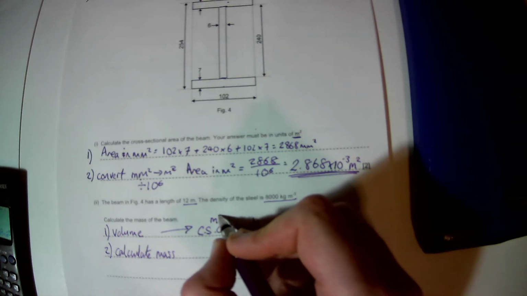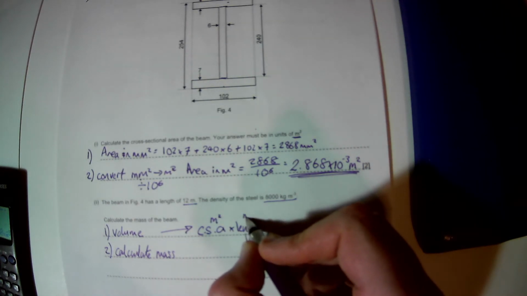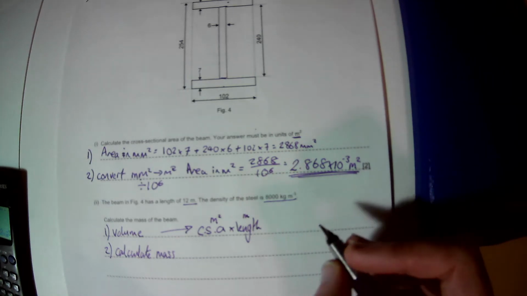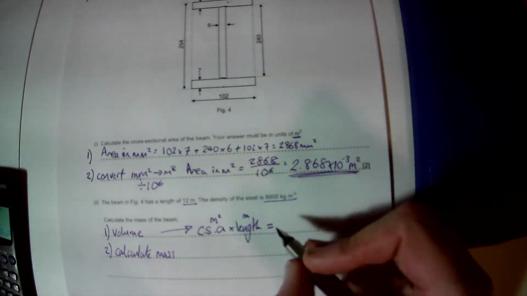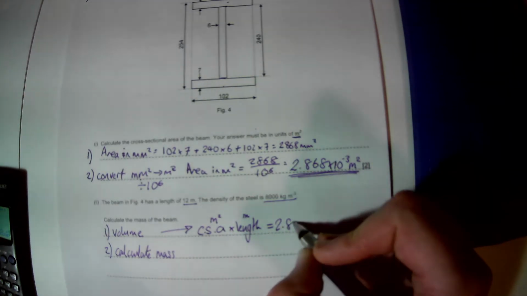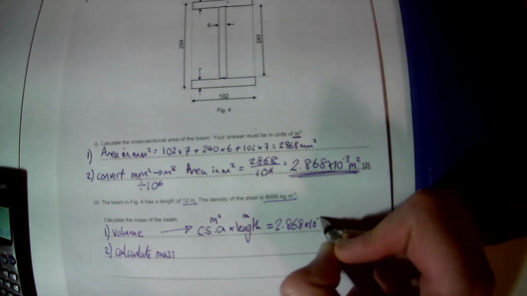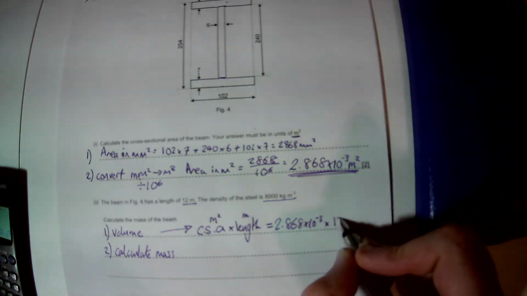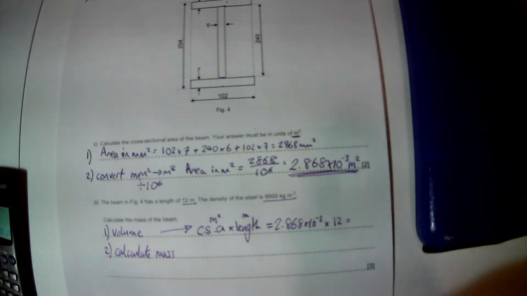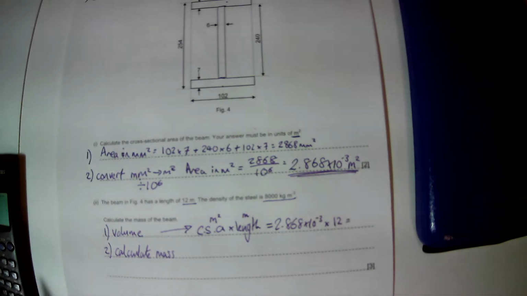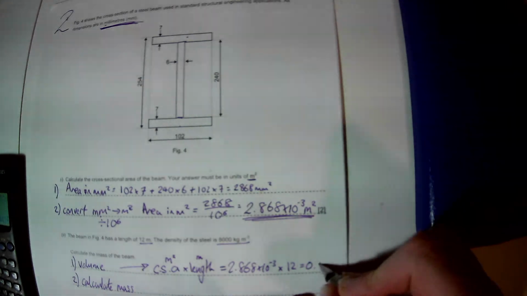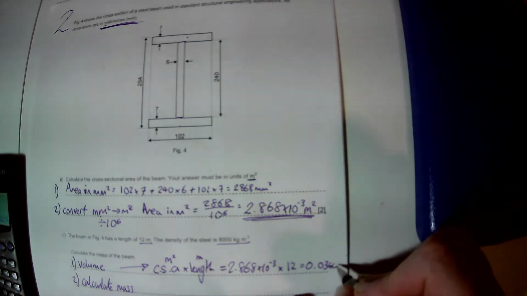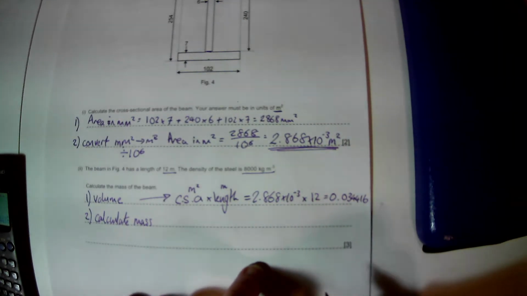We've just found this in meters squared. We've got our length in meters, so we're all good. So our volume is the cross-sectional area we just calculated times 12, which is the length, and we get that in meters cubed. 0.034416.